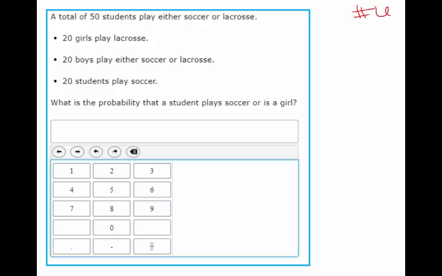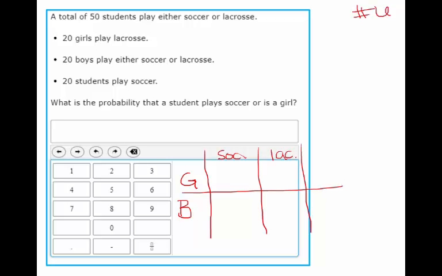What I would recommend is making the frequency table. So this will be soccer, I'm just going to abbreviate, and then this can be lacrosse. And then we also want to have a space for their totals. And total down here. What this does is it just organizes your information, and because of the information that's given, you can actually figure out more information. So 20 girls play lacrosse.